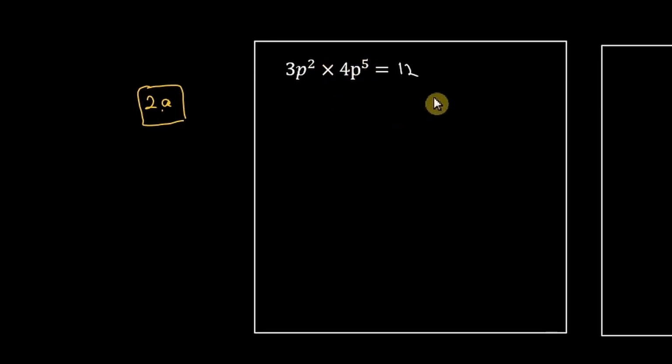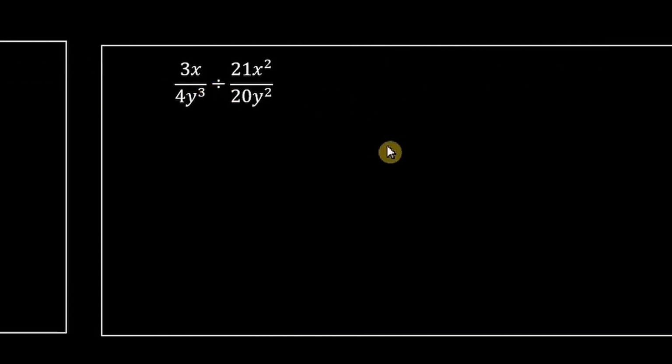So we add the indices, we also get 12p to the power of 7. The next part of this question, we need to simplify this algebraic expression. So first, let us invert and multiply. So that works out to be 3x over 4y cubed multiplied by 20y squared over 21x squared. We can now perform some simplification.